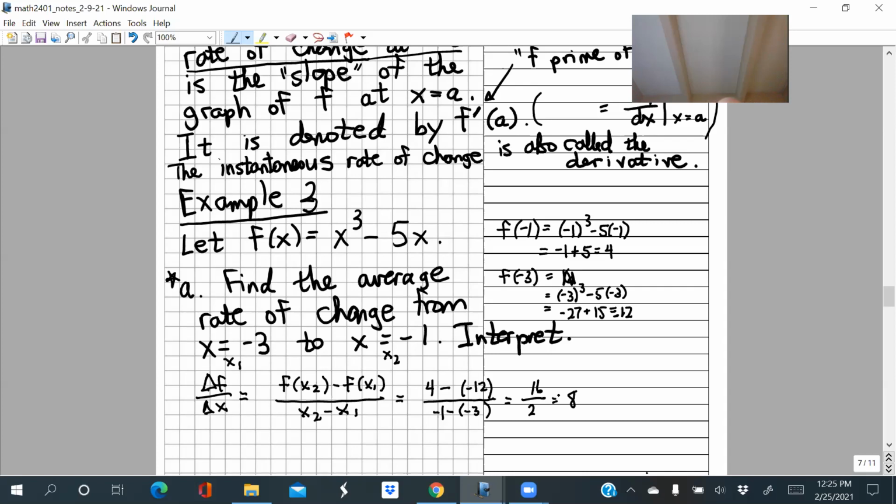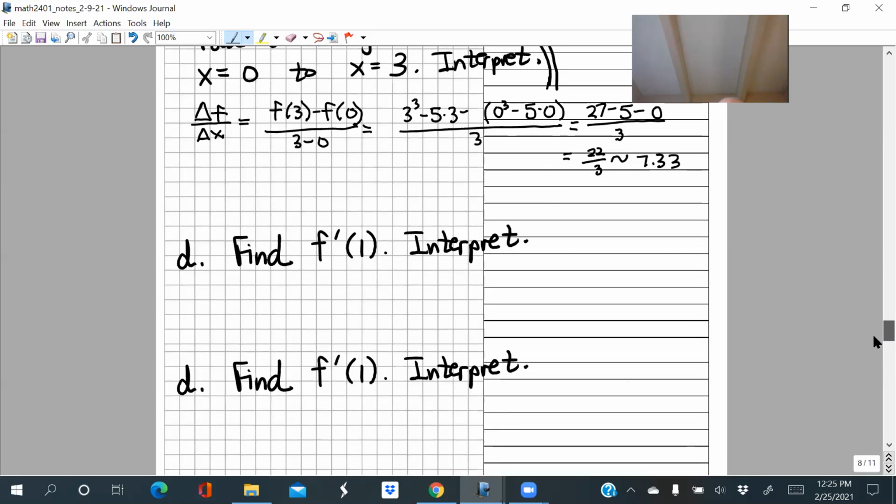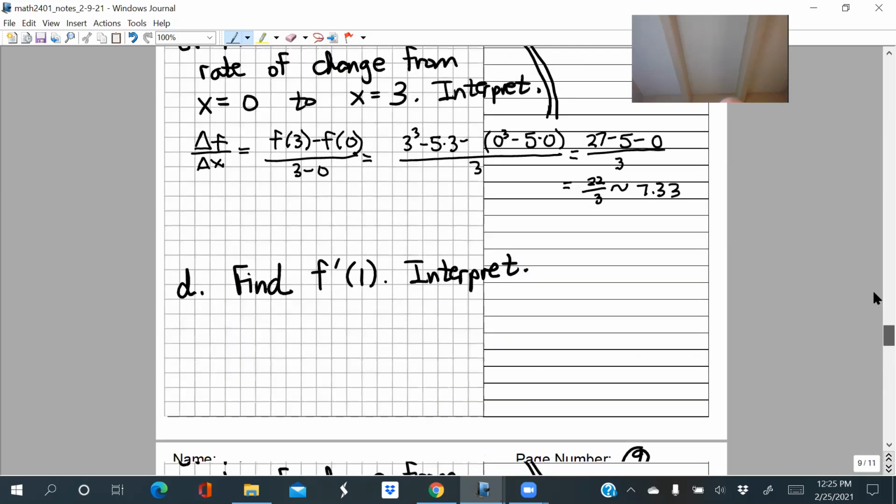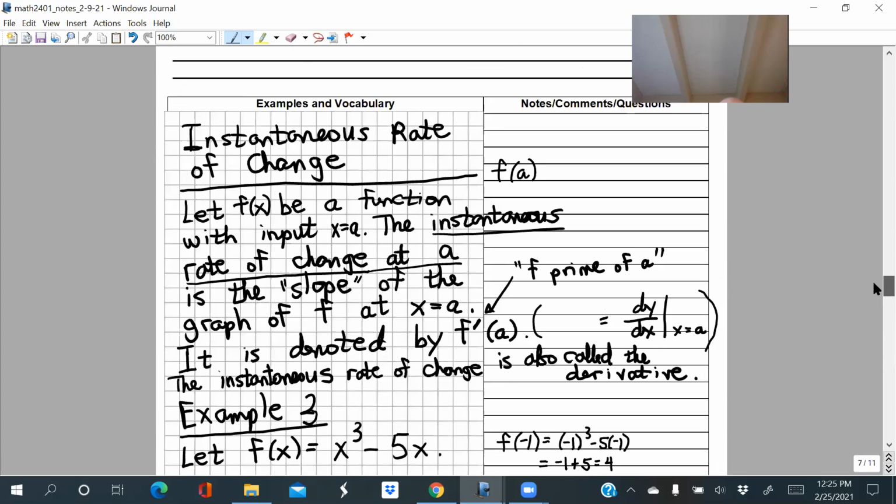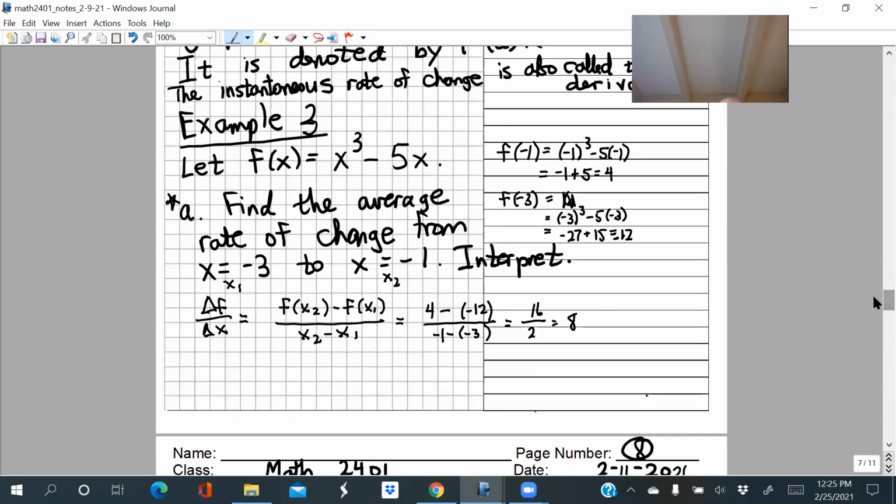So the average rate of change of this curve, be nice if we could see what this curve looks like. The average rate of change of that curve from x = -3 to x = -1, that is 8. I don't think I have a graph of this one. Okay. But I have it on, hang on a minute. We'll look at it. So there's our average rate of change.